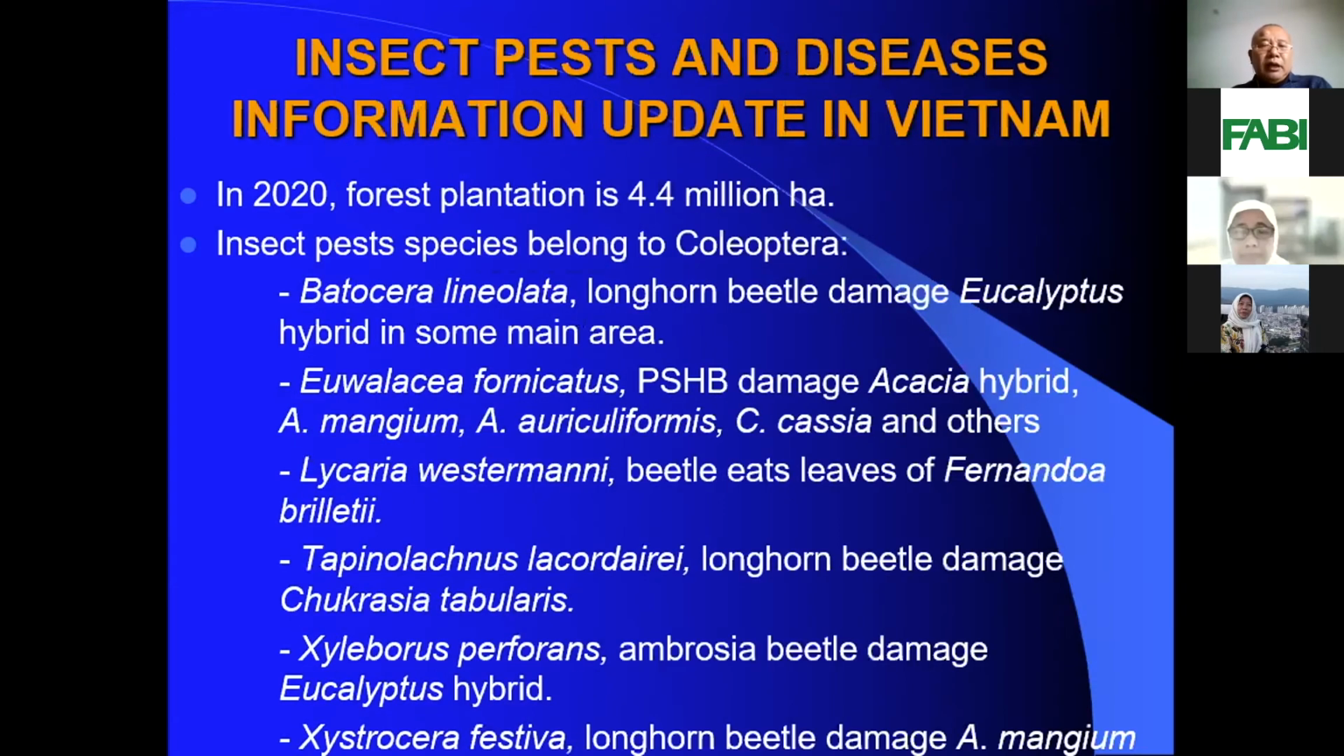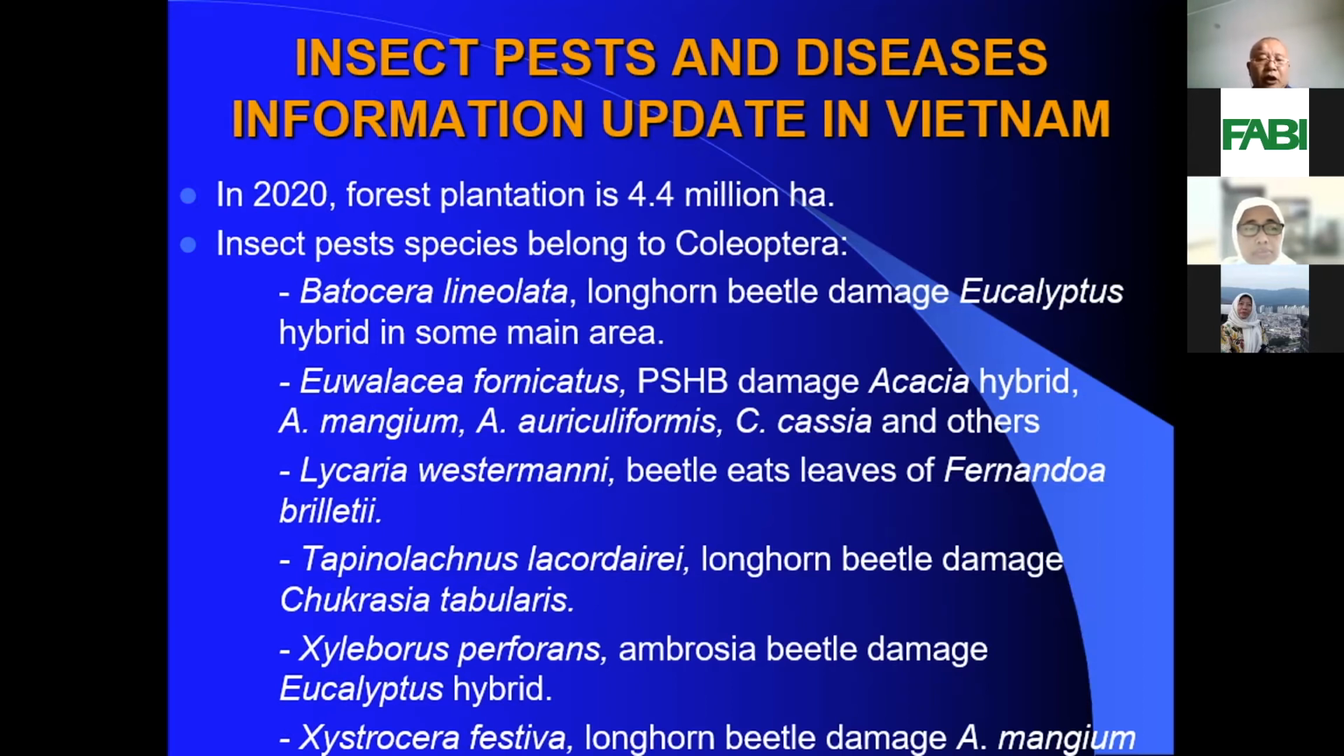Now, I talk about the updated information about pests and disease in Vietnam. Up till now, 2020, the forest plantation area in Vietnam is 4.4 million hectares, which is increasing very fast. Insect pests belonging to Coleoptera are very important. One is the longhorn beetle Batocera lineolata, damaging eucalyptus hybrid in some main areas.